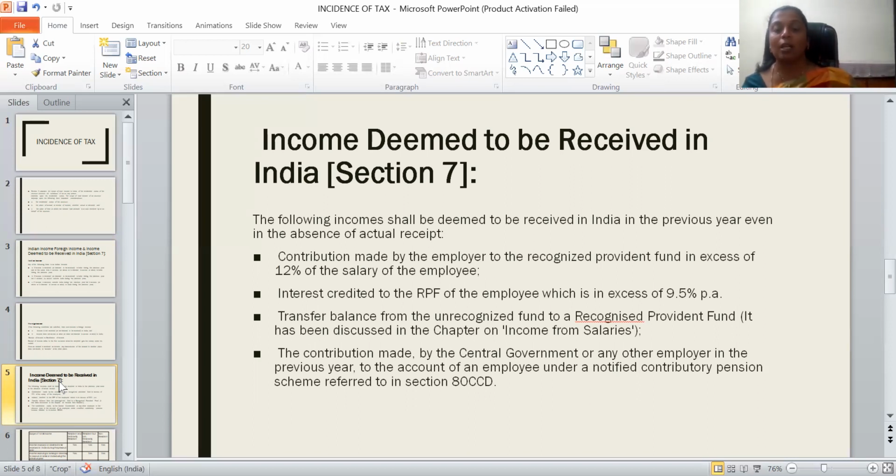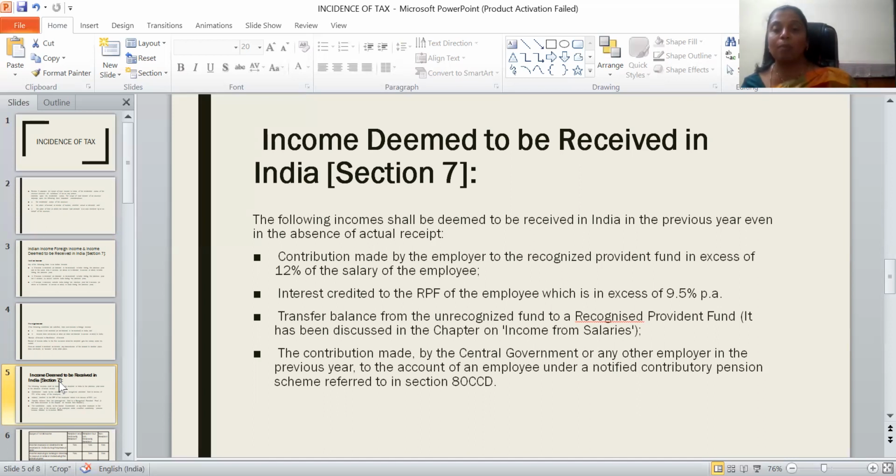Transfer balance from the unrecognized fund or recognized provident fund has been discussed in the chapter of income from salary. In income from salary, we learn the details about all these particular things of RPF and various types of provident fund. It might be statutory provident fund, unrecognized provident fund, or even public provident fund. How we are supposed to deal with those things will be explained in detail in income from salary.